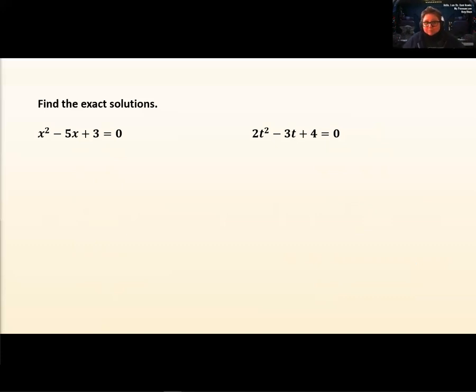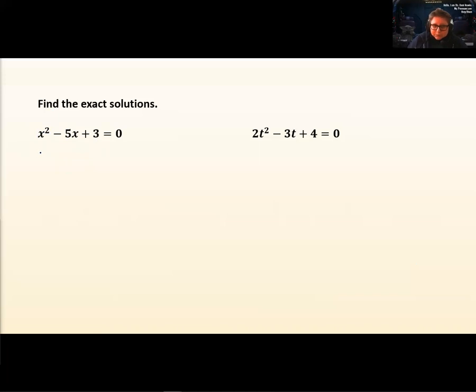Can we factor them? If we take a look at this first one, x squared minus 5x plus 3 equals 0. Can we factor that? No, we can't. Because the factors of 3 are 3 and 1, but 3 and 1 don't add up to 5. So what do we have to do if we can't factor it all nice and neat?